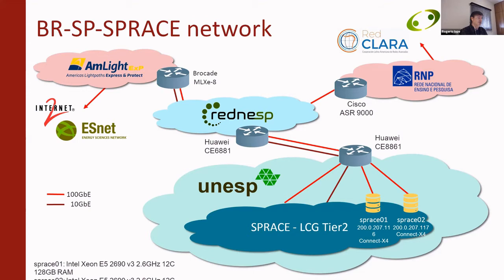Our production traffic goes through the US. So we go to the other side of the picture, going through Amlight, which connects us to Miami in the US. And from there to Atlanta and Washington, DC. So we get Internet2 and ESnet, and from there we go up to the Tier 0 center at CERN. So, next slide.